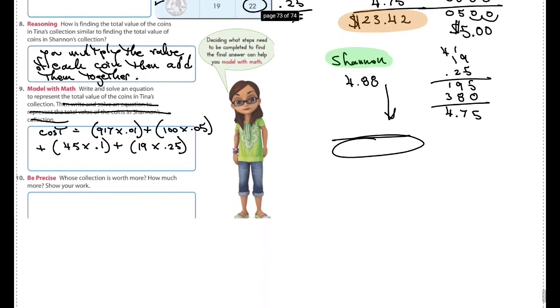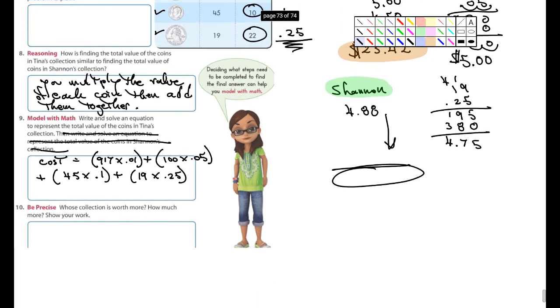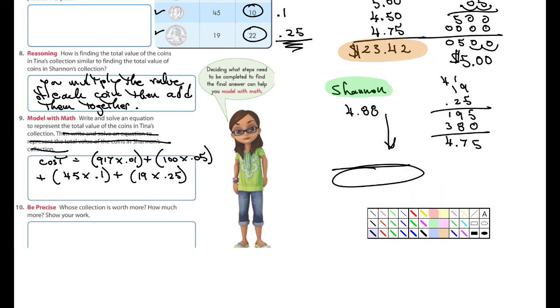So then it says, be precise. Whose collection is worth more? How much more? Well, you know, Tina's was what? 23.42. So you're going to have to figure out what Shannon's was. And again, make sure you answer both questions. Whose collection is worth more? So it's going to be either Tina or Shannon. And then how much more? Okay, and show your work.